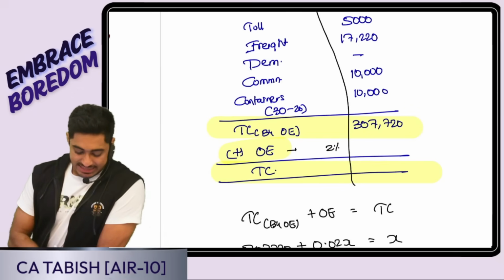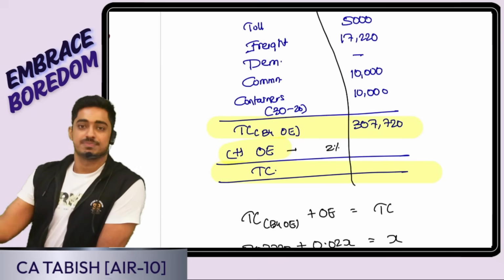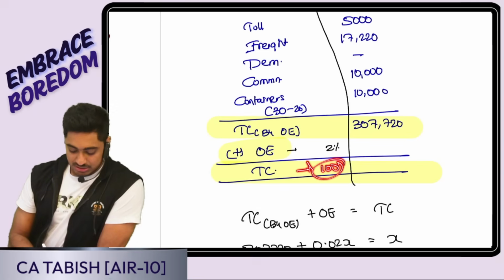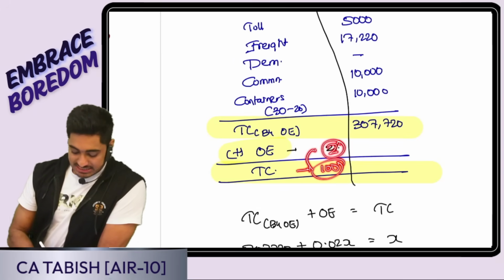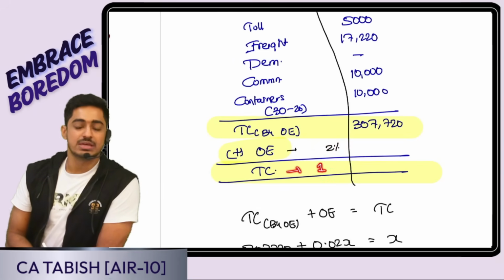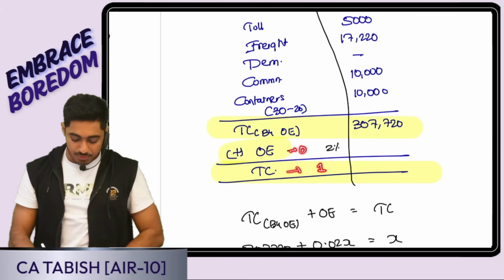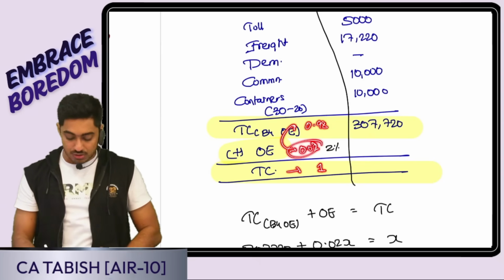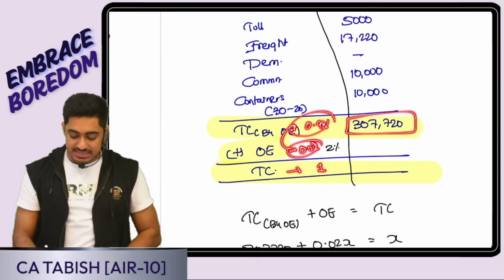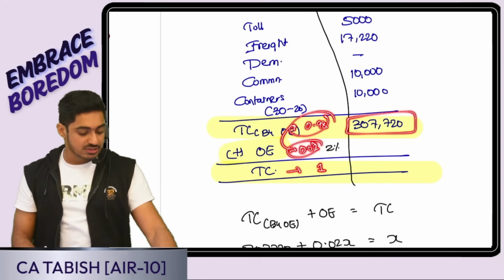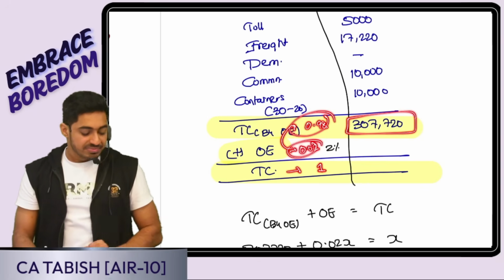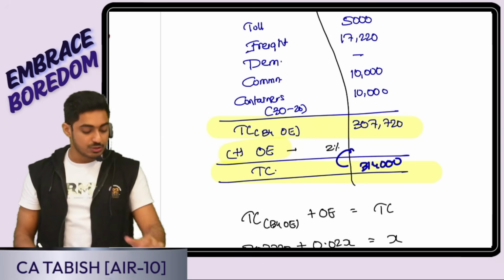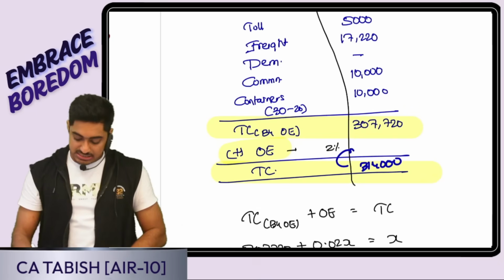Now tell me, other expenses is 2% of total cost. So one option is, assume my total cost is 100. Other expense is 2%, which comes to 2 rupees, or else let me take the total cost as 1 rupee, so other expense is 2% of that, which is 0.02. So my total cost before other expenses is 0.98. Yes or no, everyone? So 3,07,720 is 98%. So 3,07,720 divided by 0.98, you will get 3,14,000, which is going to be the total cost. Other expense is going to be 2% of that, 6,280.